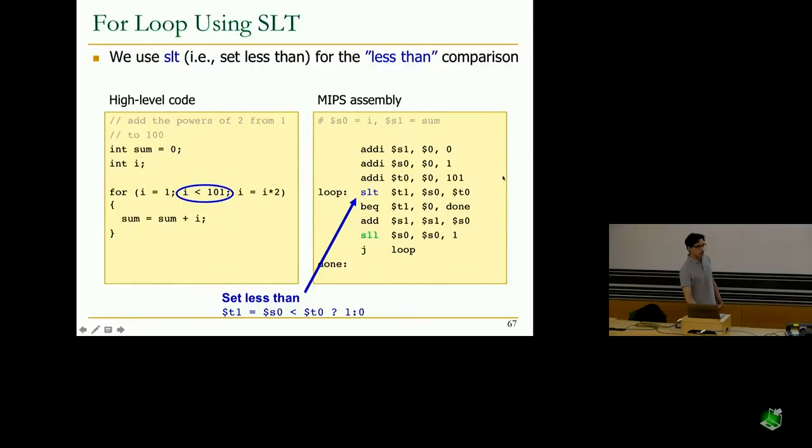We compare them. If they are equal, we jump, because this means that we are at the end of this for loop. If they are different, that means that I is still less than 101, and we keep executing the body of the loop. This SLL is simply a shift left, and when we shift one position to the left, as you know, it is the same as multiplying by 2.